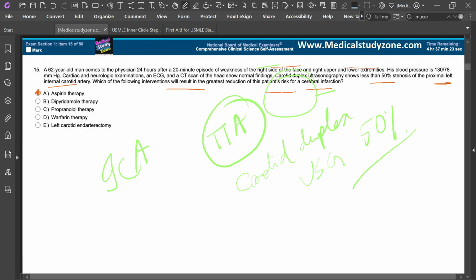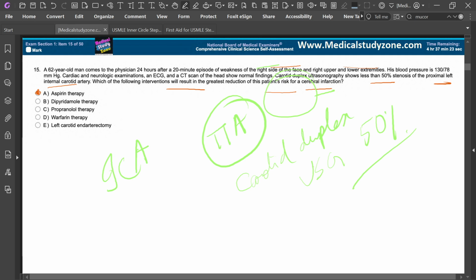Yes, left carotid endarterectomy is used to treat moderate to severe symptomatic left carotid artery stenosis. Symptomatic refers to TIA or ischemic stroke. Moderate carotid artery stenosis is defined as 50 to 75% blockage. This patient has less than 50% blockage.